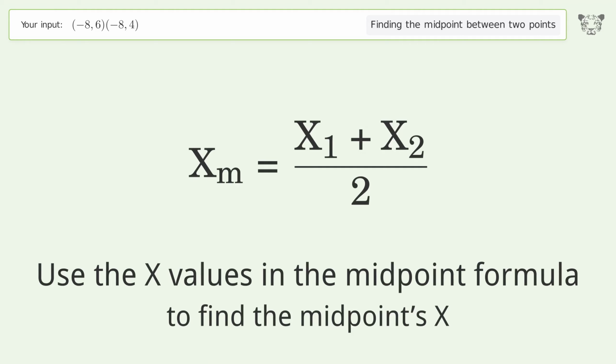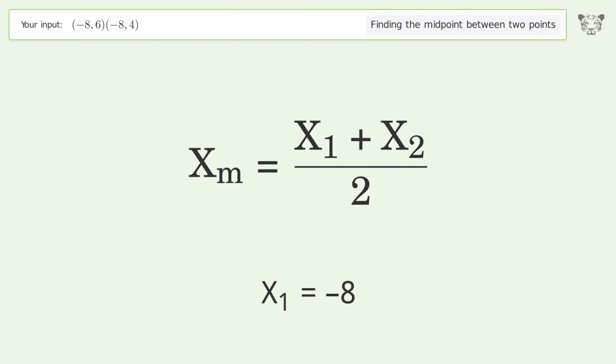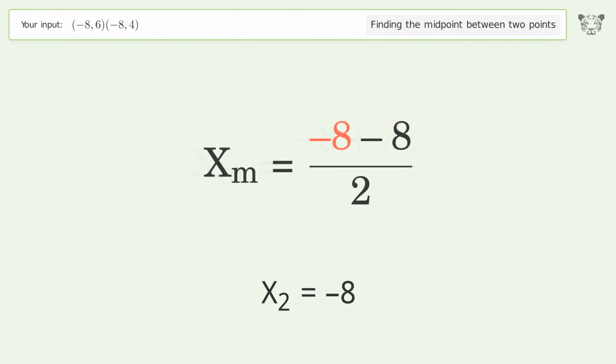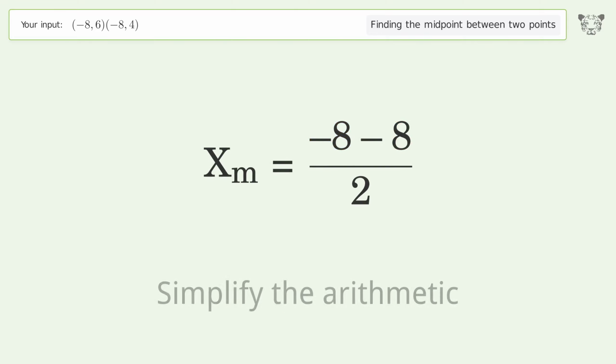Use the x values in the midpoint formula to find the midpoint's x. x1 equals -8. x2 equals -8. Simplify the arithmetic.